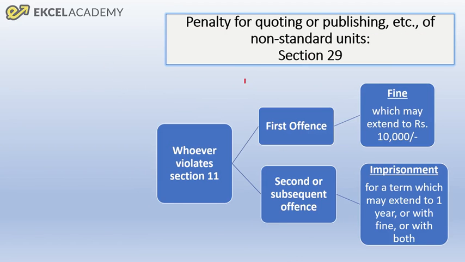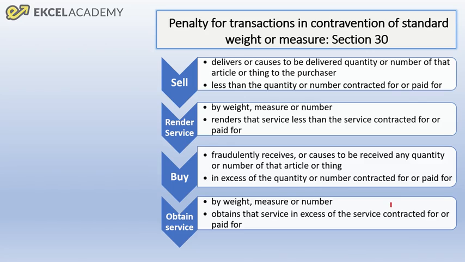Penalty for quoting or publishing non-standard units. If you are publishing any non-standard unit, first offense is 10,000, and for the second offense it may extend to 1 year, or with fine, or with imprisonment and fine. So this is again very important. Penalty for quoting or publishing non-standard units.